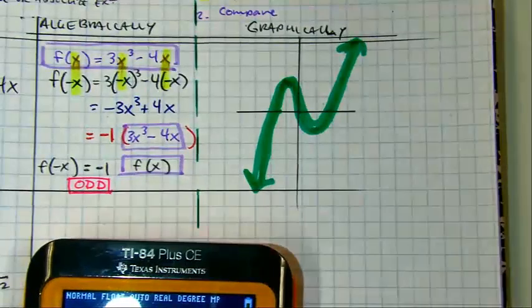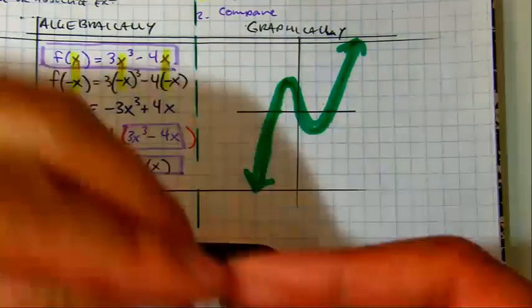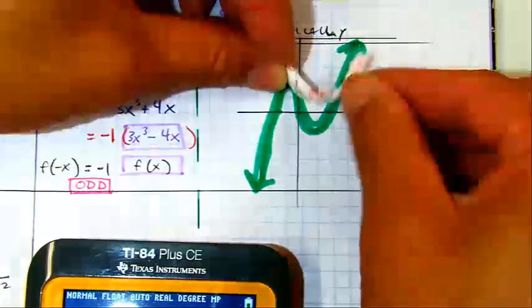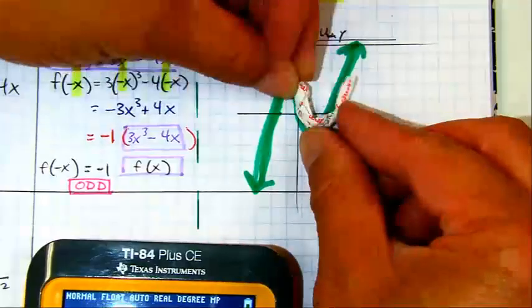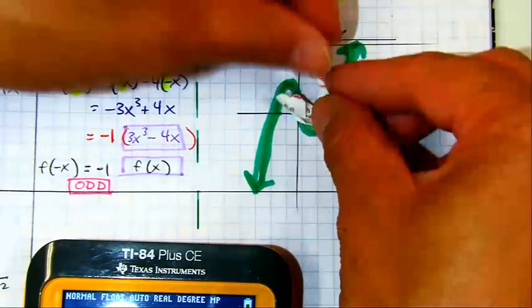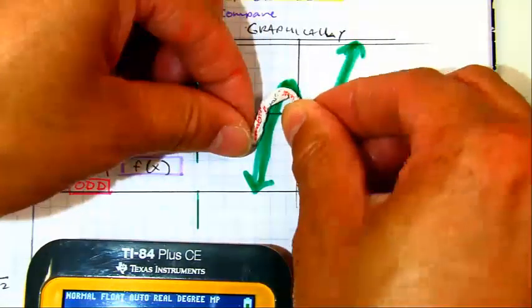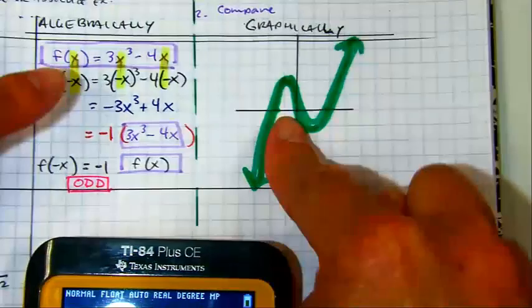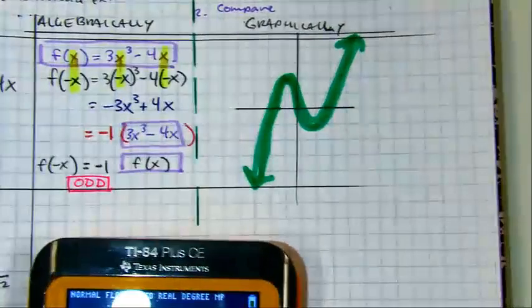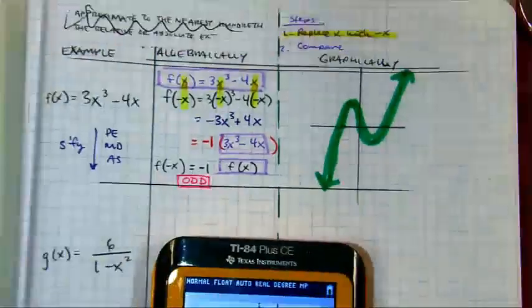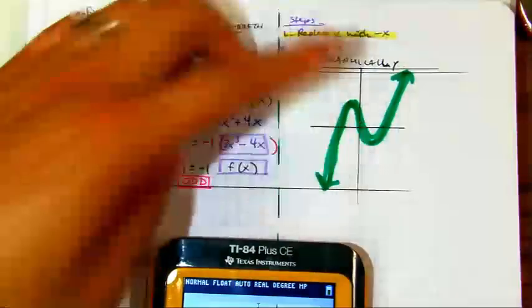And then you can just think about it, look at that. Does that make sense? You're rotating it 180 degrees. See that? And then we can see now graphically and algebraically how they are symmetric about the origin. Okay?